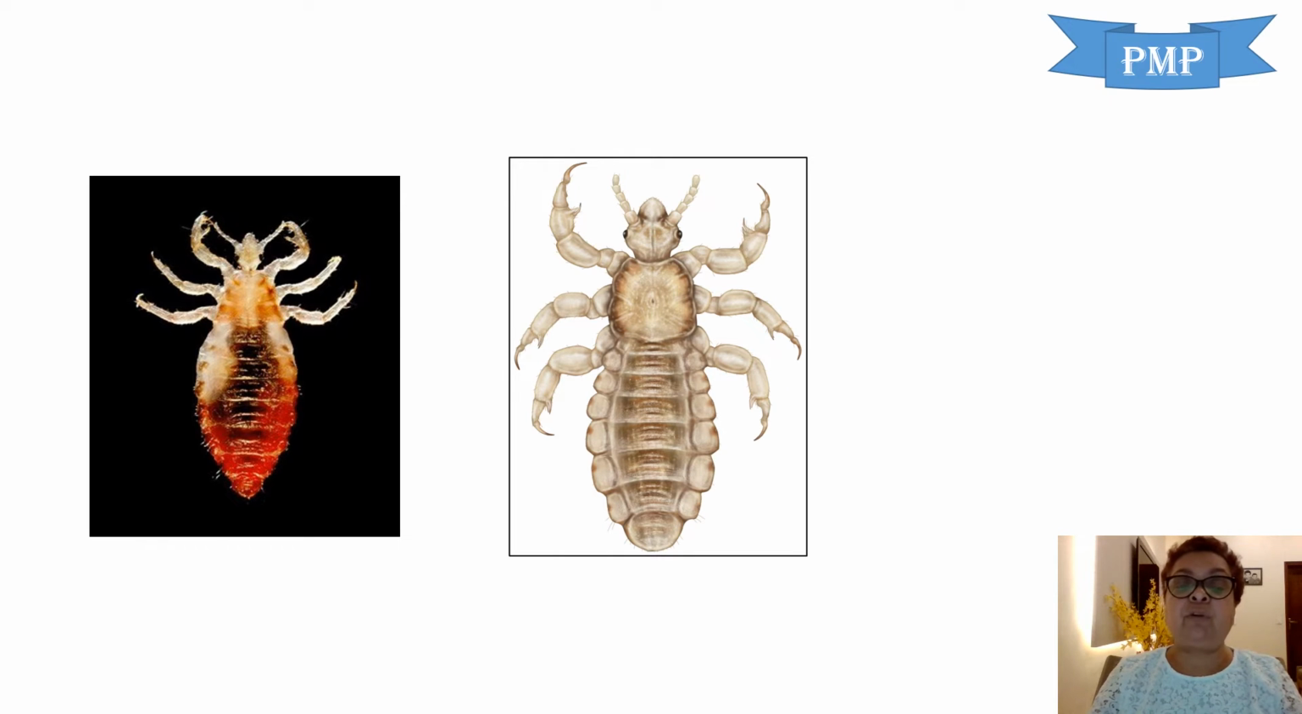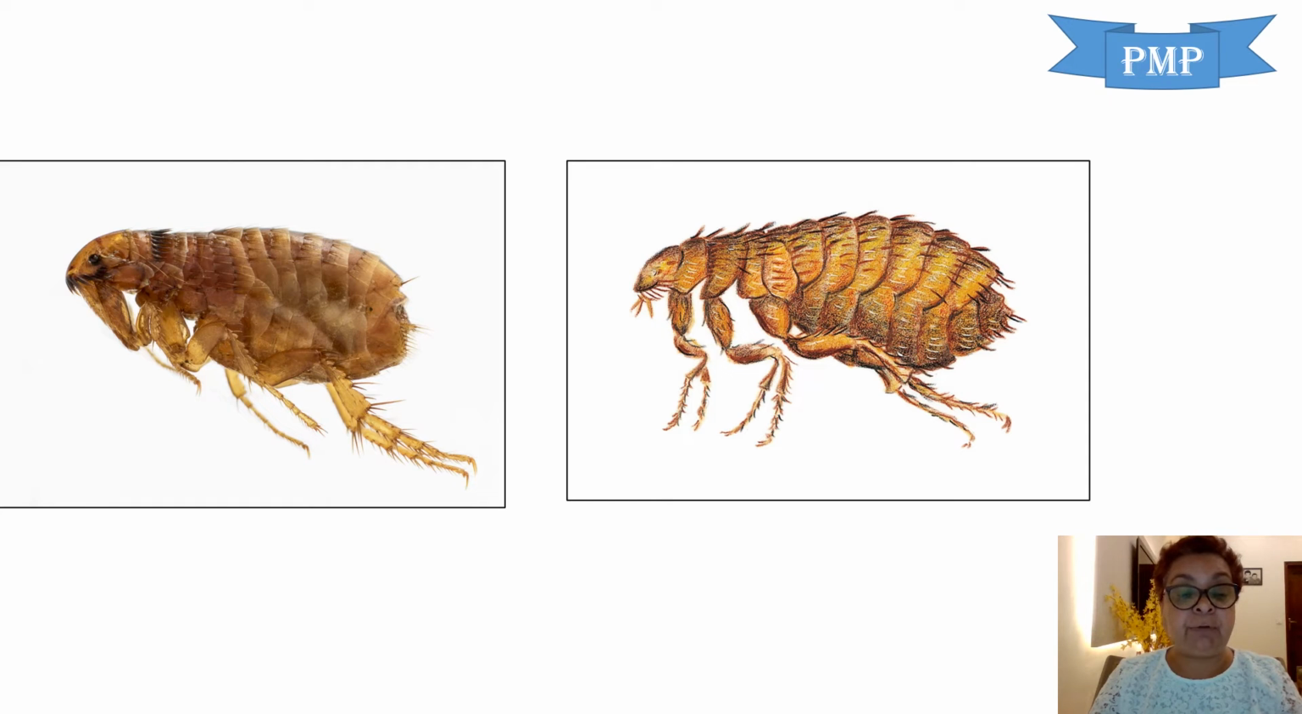Next, this is a picture of the body louse, transmitting epidemic typhus, epidemic relapsing fever, trench fever. Then this is an image of the rat flea, which transmits plague, or Yersinia pestis, and it also transmits the causative organism of endemic typhus, that is Rickettsia typhi.